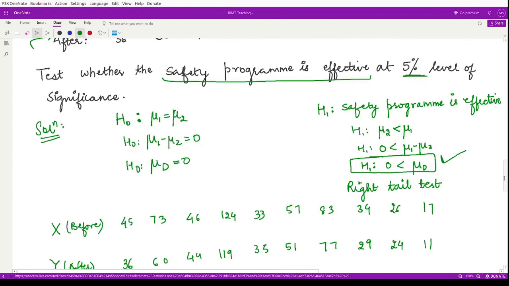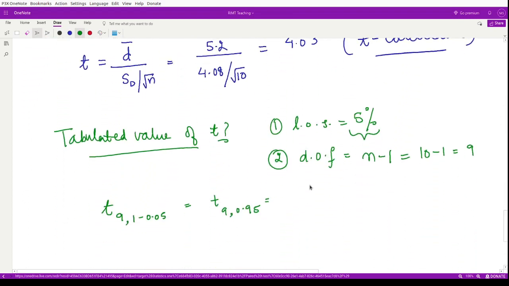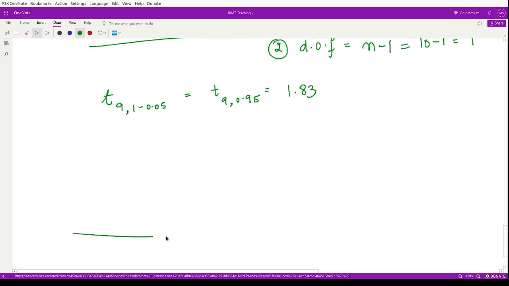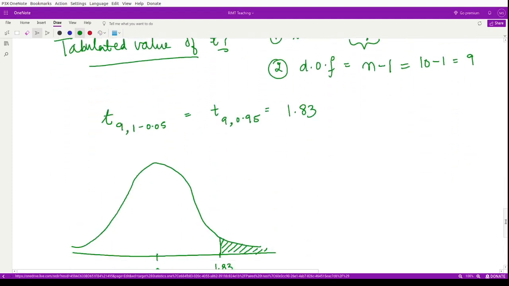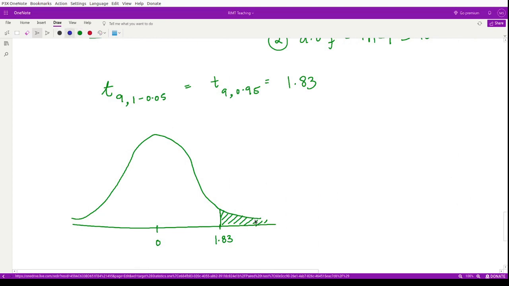So let me write down 1.83. So now we have to mark this critical value onto our distribution. So say this is 0, because we have a right tail test, so this is the value 1.83. So this is your critical region. Now your calculated value is 4.03. So 4.03 would obviously lie somewhere here. This is the calculated value. So it will lie in the critical region, the region of rejection.